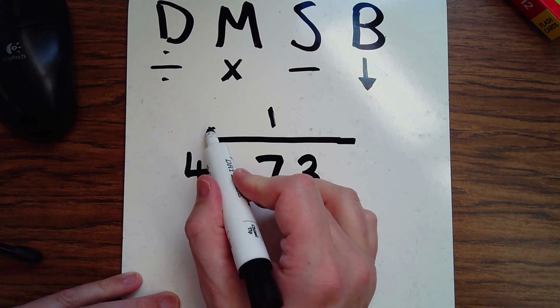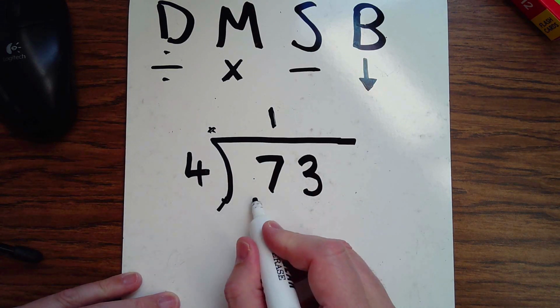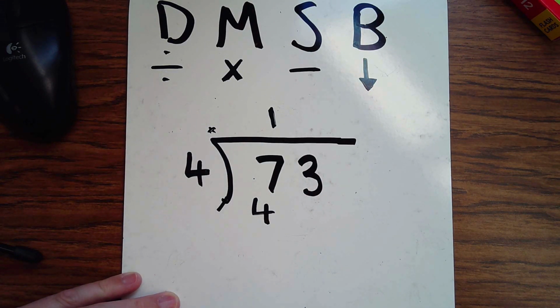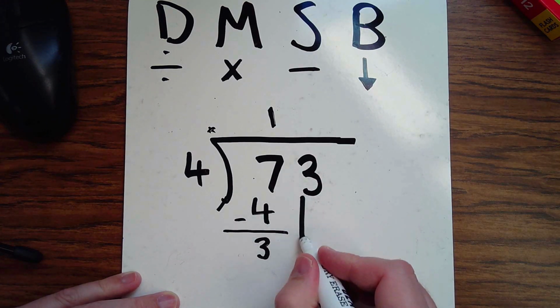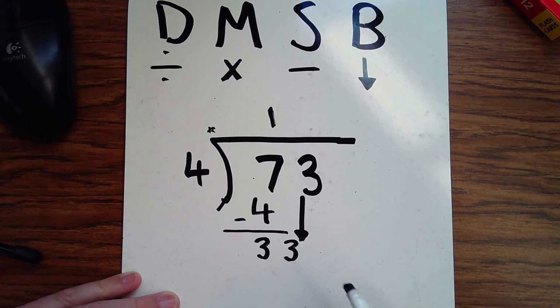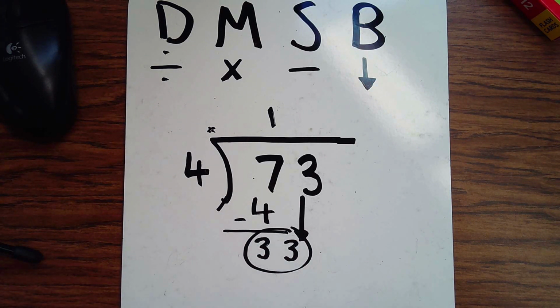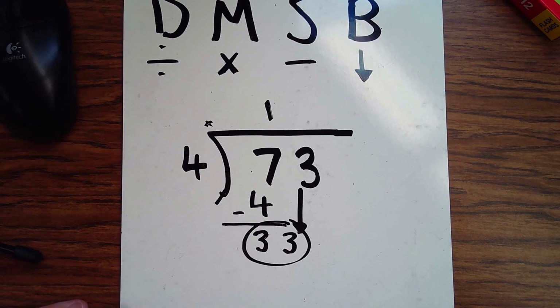And then I multiply, right? 1 times 4 gets me 4. And then I subtract. 7 take away 4 is 3. After subtracting is bring down. Here comes the other 3. And then I'm going to circle this because this is where the action is now. This is the step that a handful of people are getting confused at.